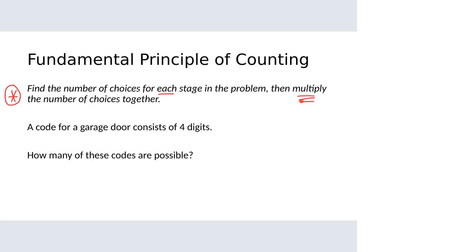For example, a code for a garage door consists of 4 digits. How many of these codes are possible? You don't necessarily have to do this, but it's something that I like to do for these. I can see it's a 4-digit problem, so I'm going to set up my 4 places. These are the 4 different places that are involved in my code. I'm going to enter a digit here, a digit here, a digit here, and a digit here. Those are the 4 digits that I'm going to enter.